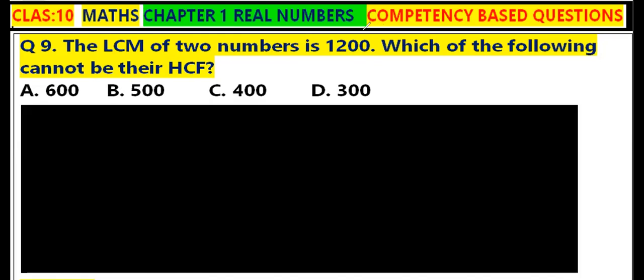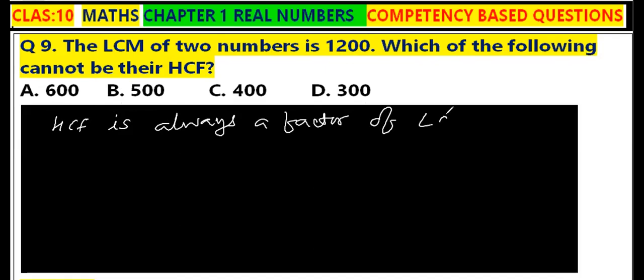LCM of two numbers is 1200. दो नंबर हैं उनका LCM 1200 है. And which of the following cannot be their HCF? देखिए, HCF is always a factor of its LCM. कोई भी दो नंबर हो या दो से ज्यादा नंबर हो, HCF LCM का फैक्टर होता है. मींस HCF will always divide LCM. LCM हमेशा ही HCF से डिविजिबल होना चाहिए.